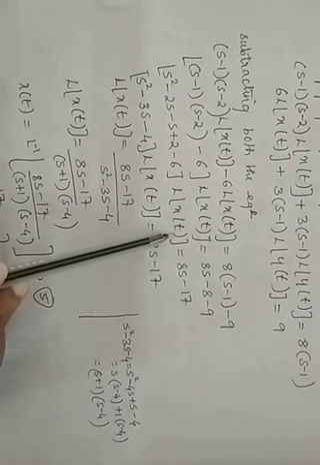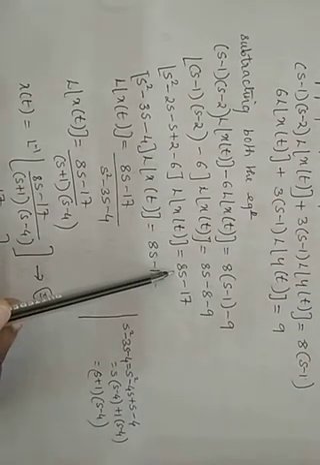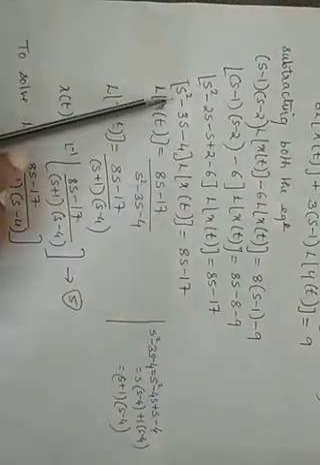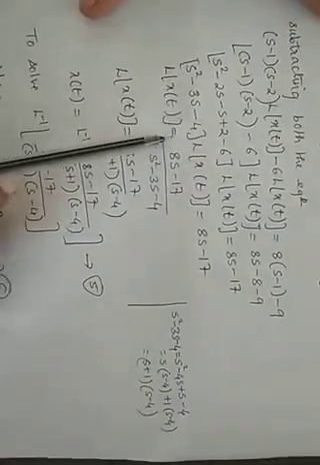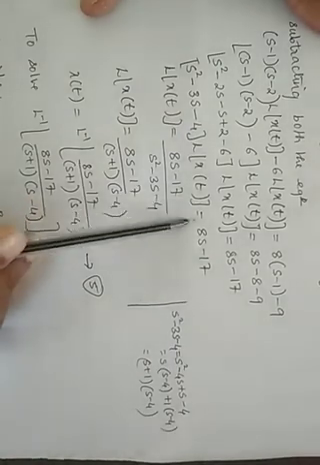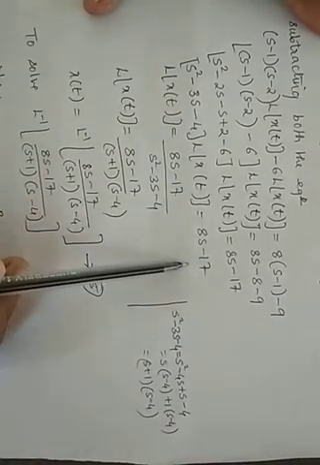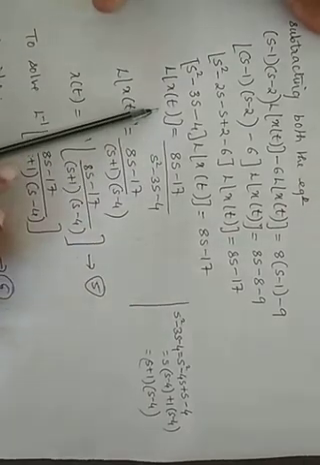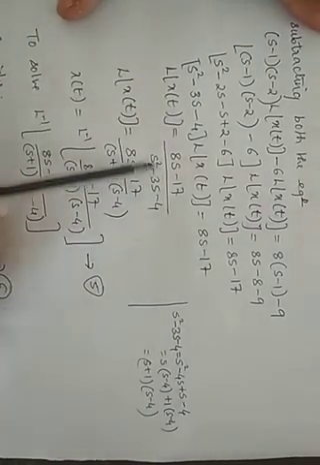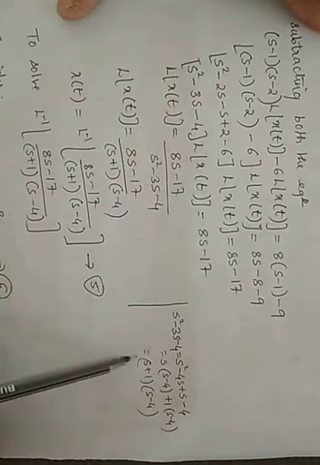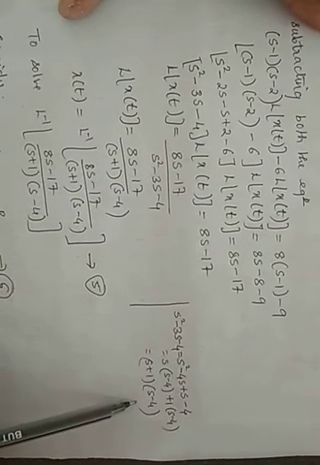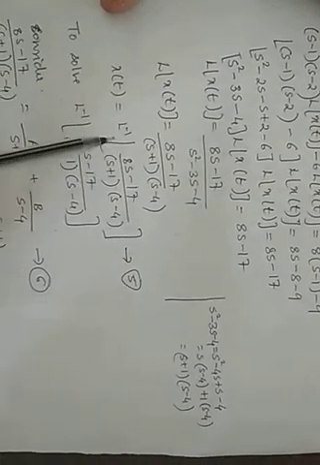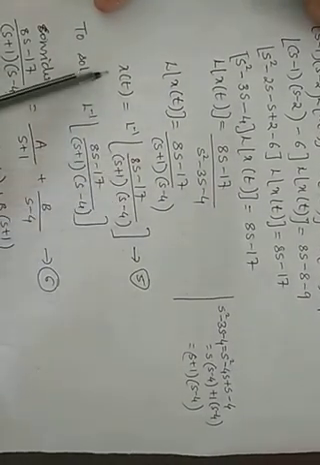Simplifying, I'll get (s square minus 3s minus 4) Laplace transform of x of t is equal to 8s minus 17. Shift this bracket to the denominator, we'll get Laplace transform of x of t. Solving this quadratic equation, I'll get this as (s plus 1)(s minus 4). Taking the L operator this side, it will become L inverse of this function, which will give us x of t.